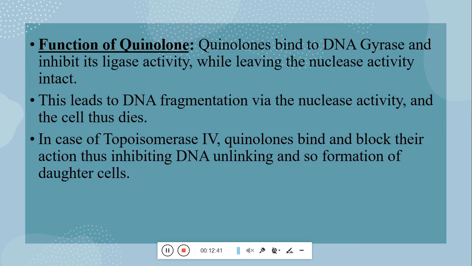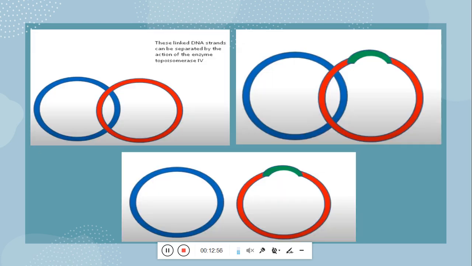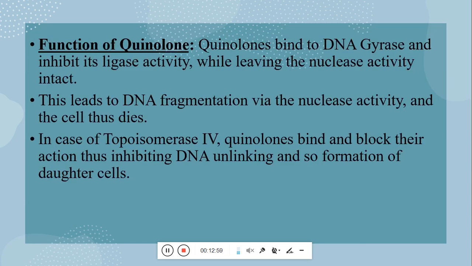In case of topoisomerase IV, quinolones bind and block its action, thus inhibiting DNA unlinking, and so formation of the daughter cells. The quinolones bind to the topoisomerase IV, and so this unlinking cannot occur, and new daughter cells cannot be formed. As a result, the quinolones do not allow the DNA gyrase and the topoisomerase IV to perform their actions, and so replication is not possible and new daughter cells are not formed.